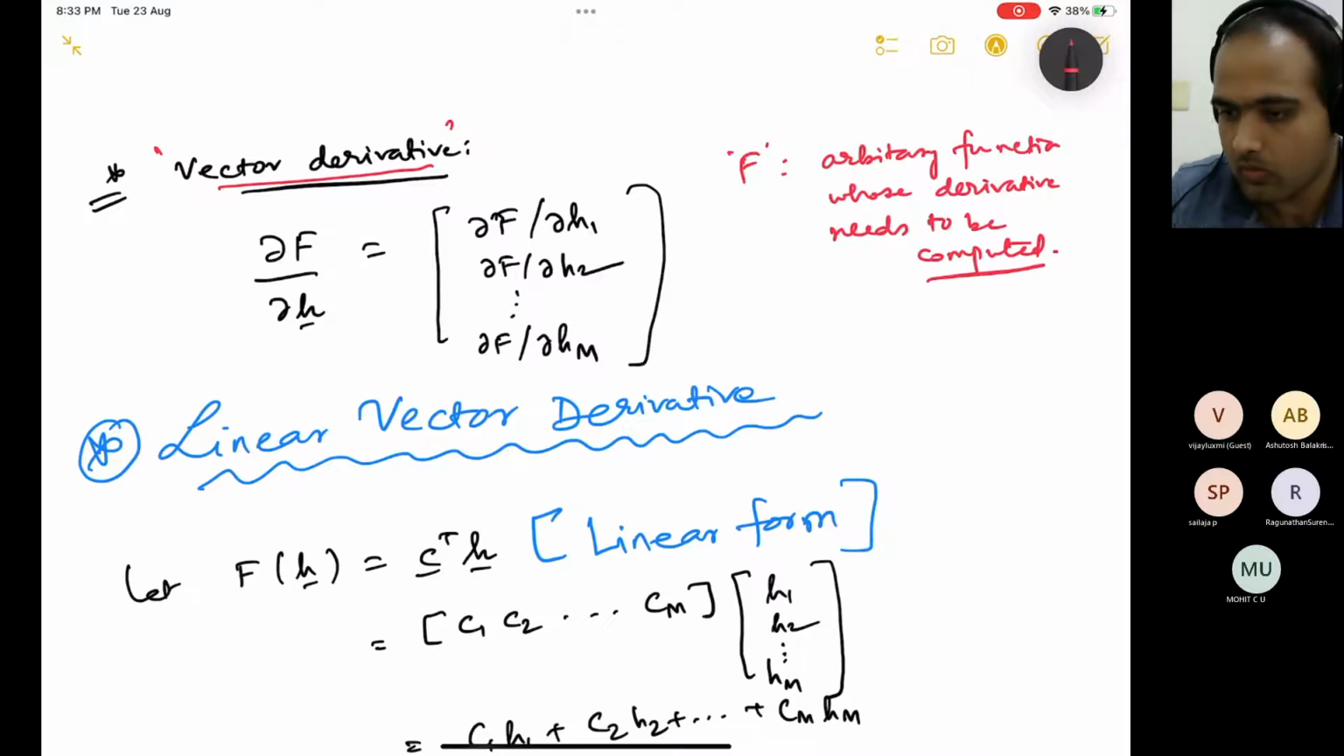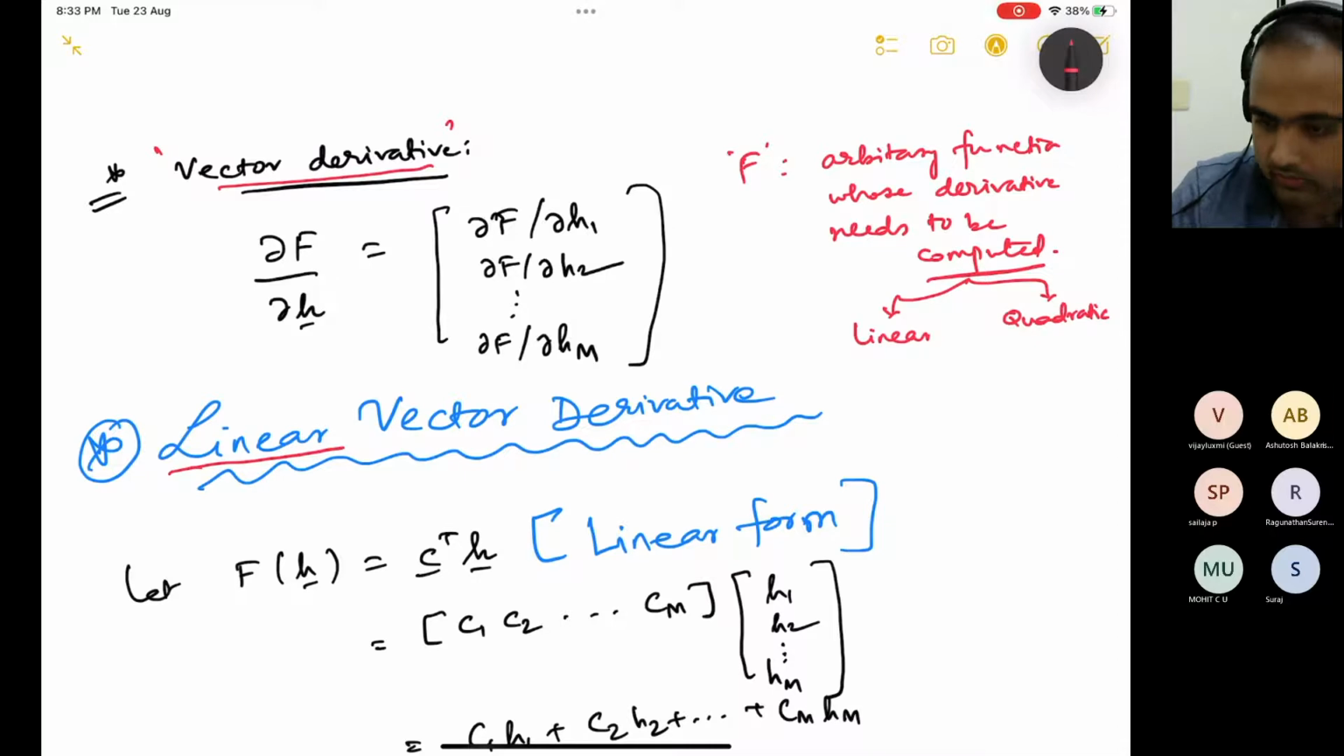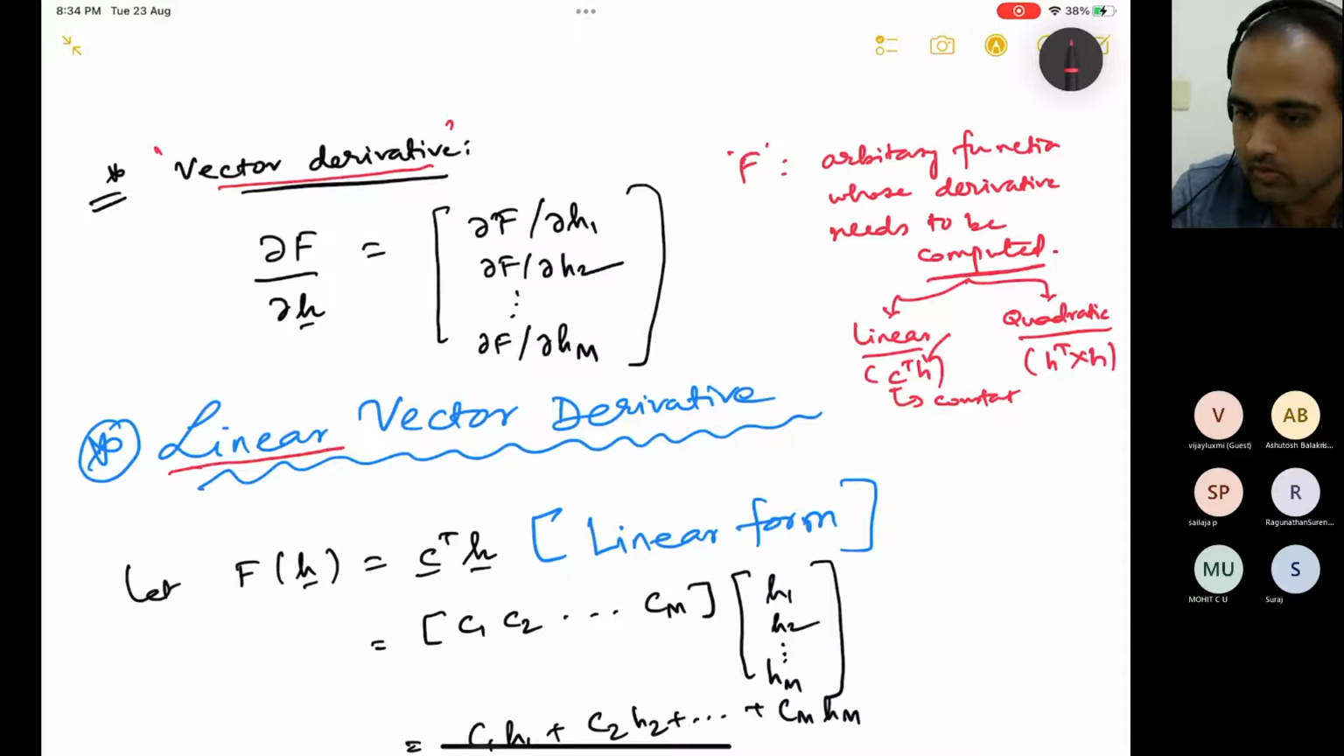So we will be seeing two kinds of derivatives. So first we'll be seeing the linear vector derivative. And second we'll be seeing the quadratic derivative. So the linear derivative will be of the form some say C transpose H. And of course, we need to find a derivative with respect to H, right? Which is what has to be estimated. And C is some constant. And the quadratic derivative will be of some form H transpose X H. So this is kind of a 2-degree polynomial, right? And the linear is a single degree polynomial, right?